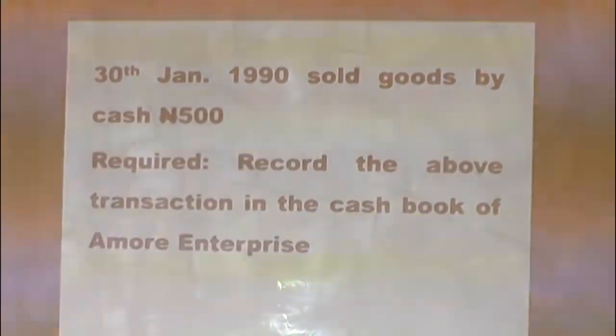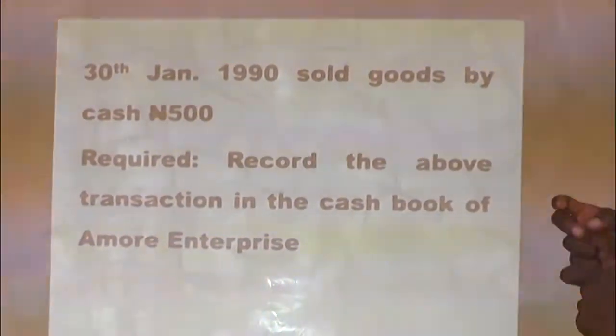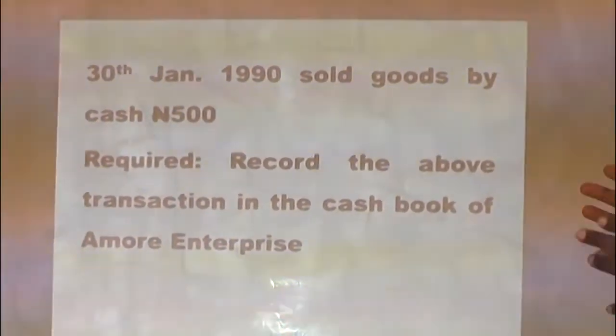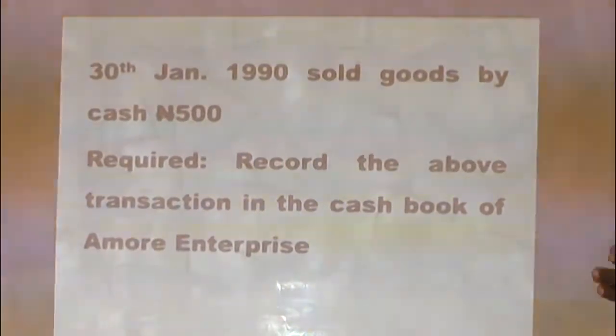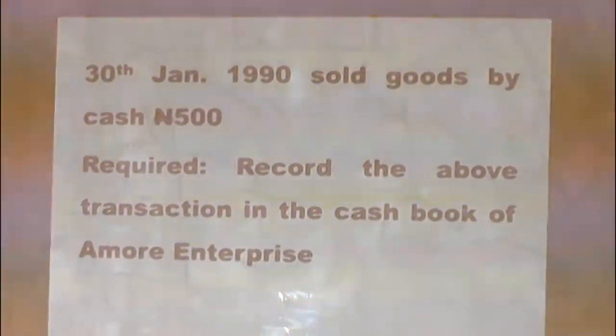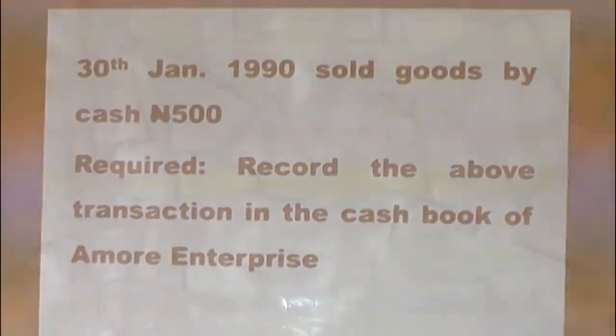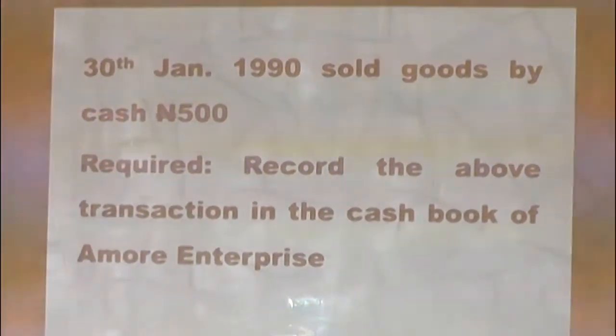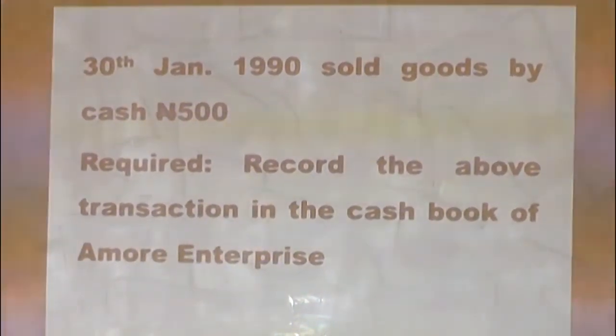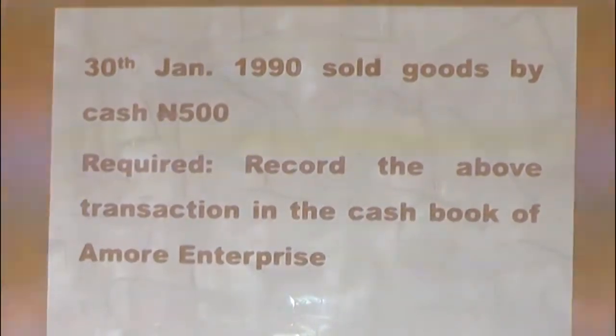Please take note of all the questions that we have now on the board. There is something that is unique among them, and that is similar to all of them. That is the word cash. All is by cash. If there is any transaction that is on credit, it should not be recorded in the cash book. Now let us solve the question.